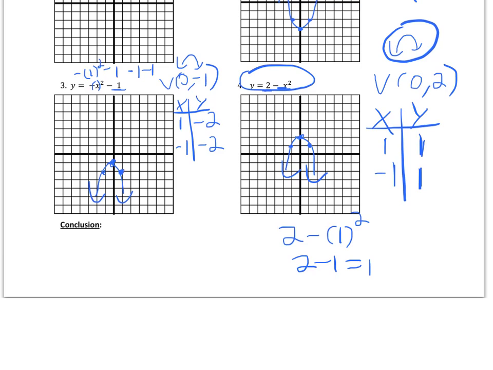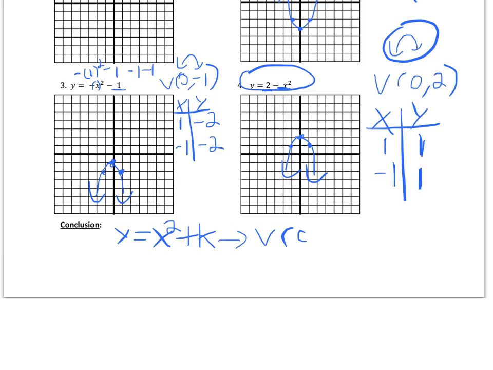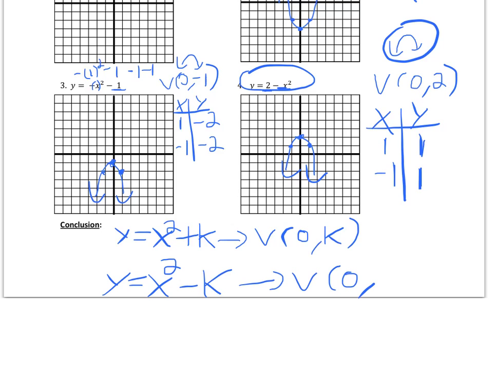Okay, so to kind of just sum it up, there's no x terms for any of these. So if there's no x term, if your equation is y equals x squared, we'll say plus k, then your vertex is at 0, k. You just shifted up k units from the origin. If your equation is y equals x squared, but then you subtract a number, we'll say that number is k, well then your vertex, you shift down k units, so it's at 0, negative k.